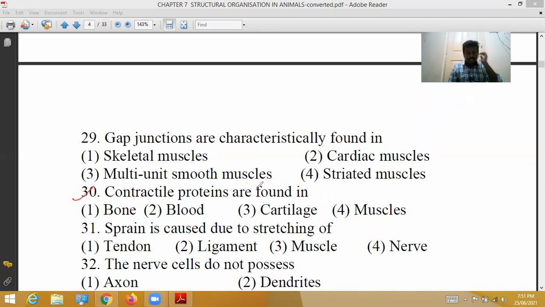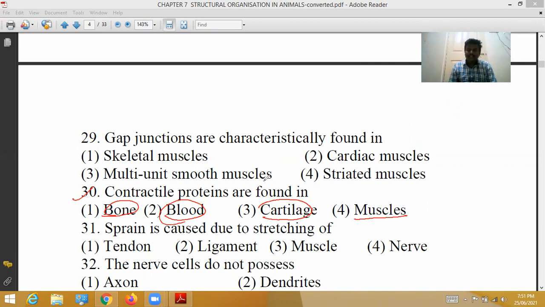Next, 30th question: contractile proteins are found in. See, contractile proteins means what? Not a bone, not a blade, not a cartilage. Contractile proteins are found in muscles. Generally, muscles have contractile nature, our body muscles.